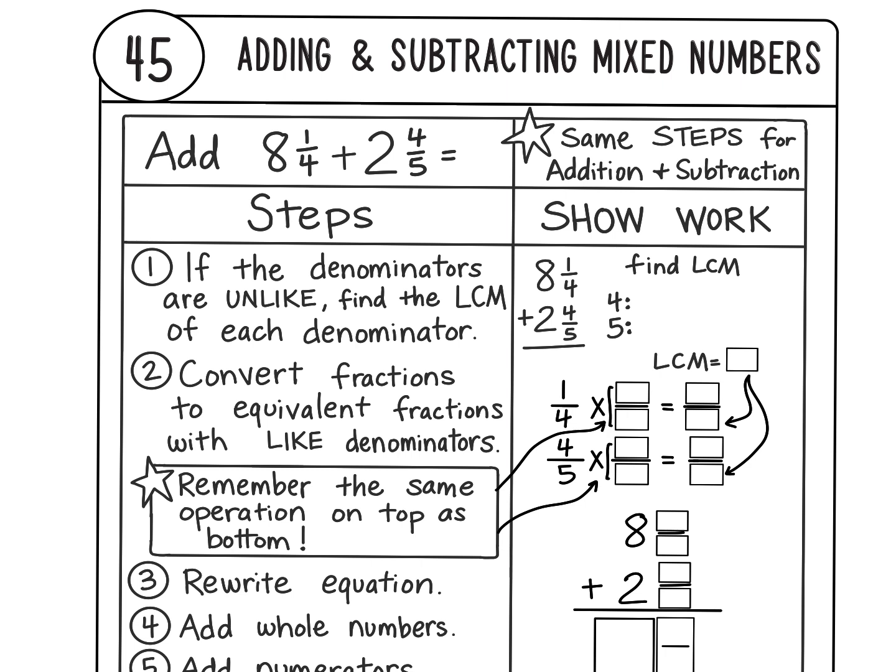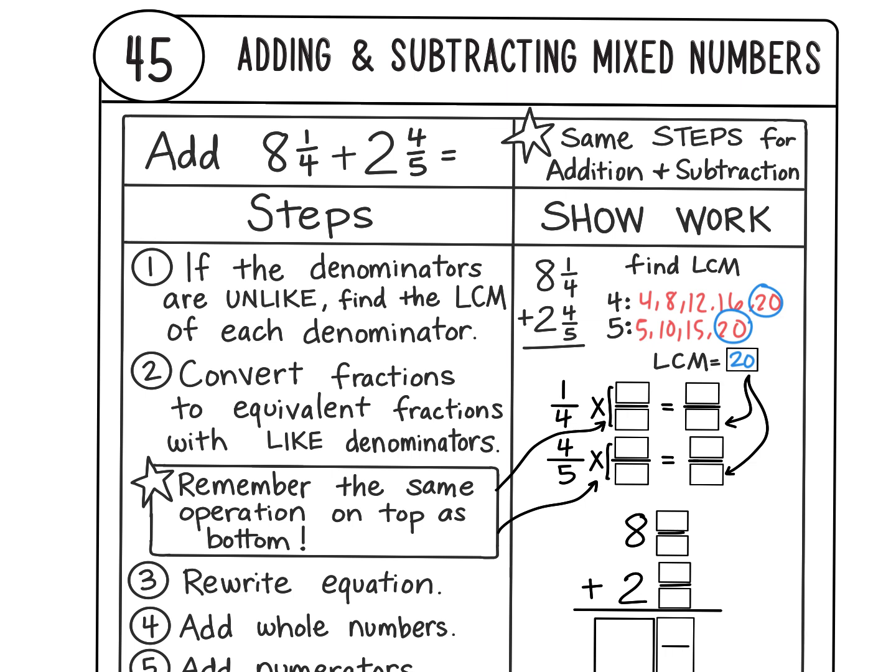Okay, so if the denominators are unlike, the first thing that we want to do is find the LCM of each denominator, least common multiple, to identify the least common denominator. So if I'm looking at this problem over here, it says 8 1/4 plus 2 4/5. Okay, my denominators are different, so I want to go ahead and find the LCM of both. So I'm going to list out my multiples of 4. And I'm going to list out some multiples of 5. And I can already see that I have the least common multiple, which is 20. So now I'm going to rewrite both of those fractions with 20 as my denominator.